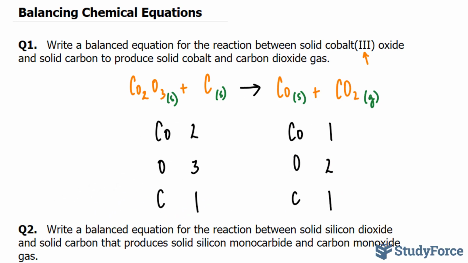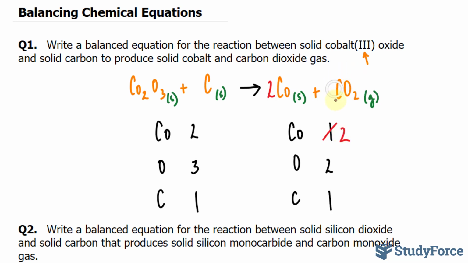What I can do to start is multiply this cobalt by 2. So I put a coefficient of 2. This is called a coefficient. A number in front of the compound is called a coefficient. If I multiply Co, which is 1, by 2, I end up with 2 cobalt. So now the cobalts are balanced, and the carbons. Although the problem now is with oxygen. We have 3 on the left side, 2 on the right side. Somehow we have to make them the same.